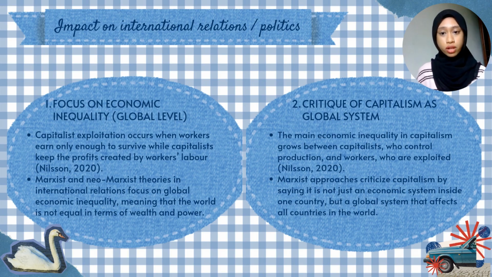equal in terms of wealth and power. So countries are split into rich, which is the core, and poor, which is the periphery, where core countries are developed and industrialized, and periphery countries are less developed and dependent. Rich countries stay powerful by controlling finance, technology, and industry, while poor countries export raw materials and import expensive goods.